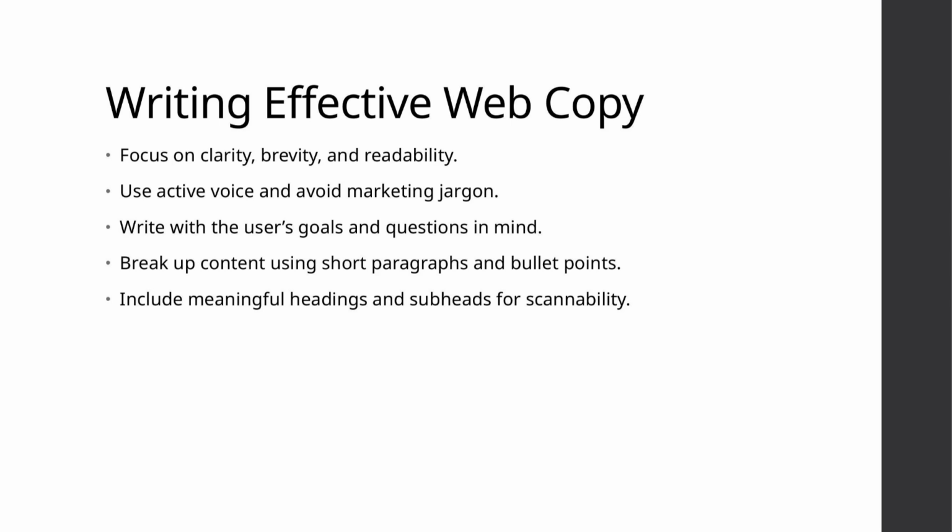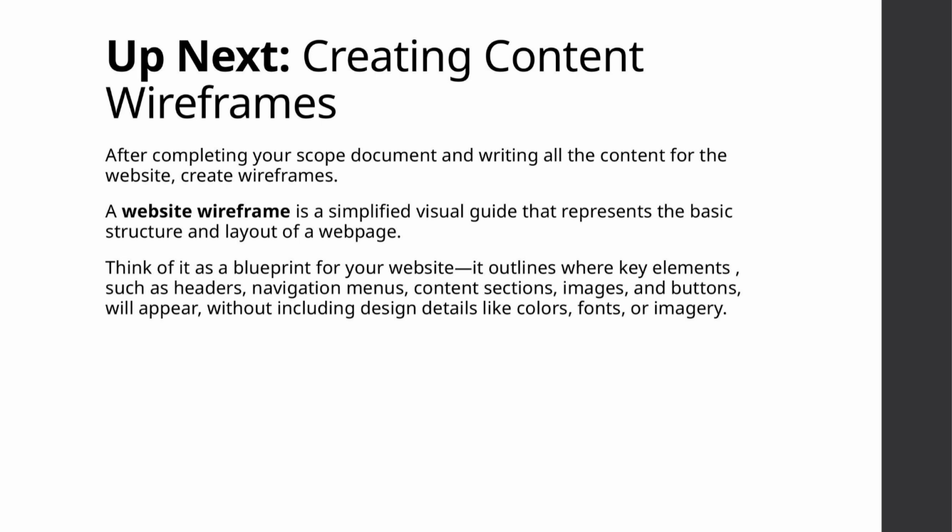Crafting compelling web copy requires clarity, brevity, and readability. Use active voice, avoid jargon, and address user goals and questions. Structure content with short paragraphs and bullet points, and enhance scannability with meaningful headings and subheads. Up next, we will discuss creating content wireframes. Content wireframes serve as a visual guide for your website's structure. This blueprint outlines the placement of headers, navigation menus, content sections, images, and buttons. It focuses on layout without design details like colors or fonts, ensuring a clear, functional framework for your website's development.